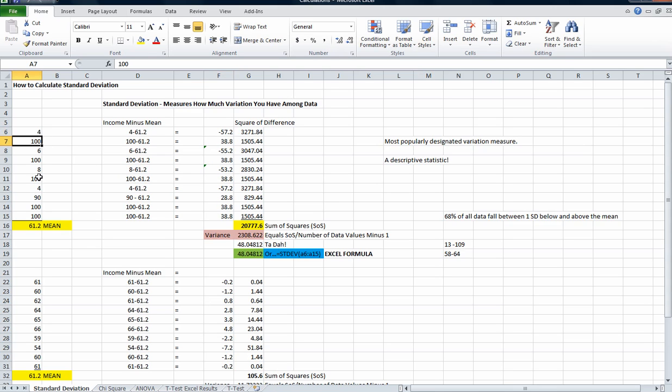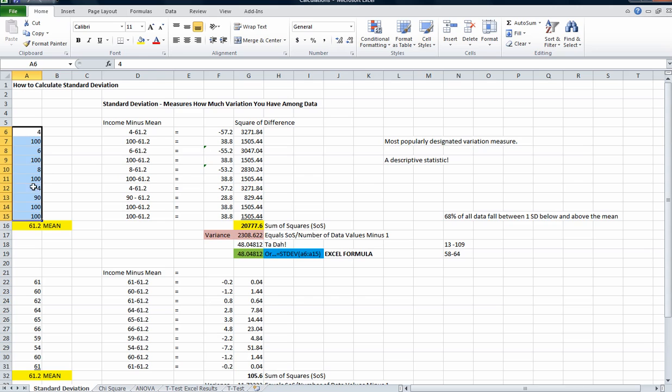Then you take this data point, 100 minus the mean, 61.2. 100 minus 61.2 is 38.8. You multiply 38.8 times itself, and you get 1,505. Again, the idea here is to notice that these numbers are reasonably big because even if you just look at the data here, there's a good degree of variety here.